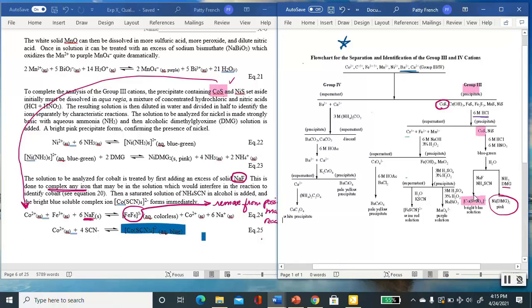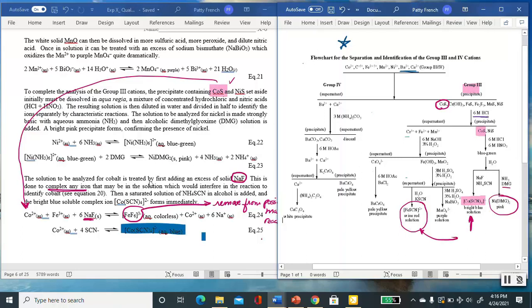The other half, we want to make this bright blue complex ion that is a thiocyanate and cobalt. The problem is that if we have any iron hanging around, it also will form a complex ion which will interfere with our detecting the cobalt. It's dark red. The iron thiocyanate complex is dark red, whereas the cobalt is bright blue. And these will mask each other, and we won't know what's there or what's not.